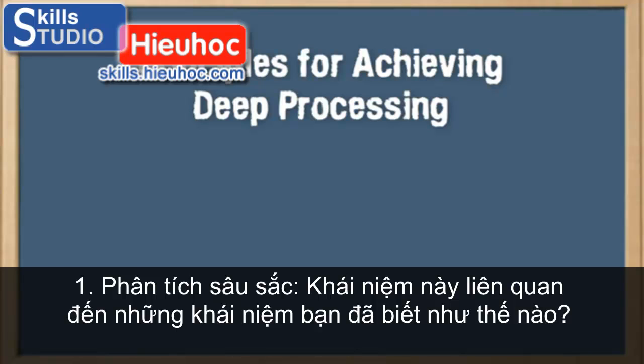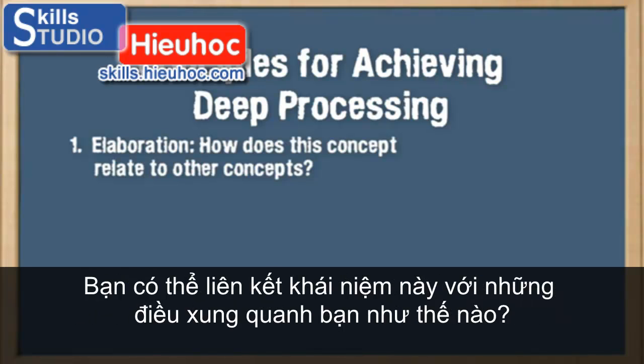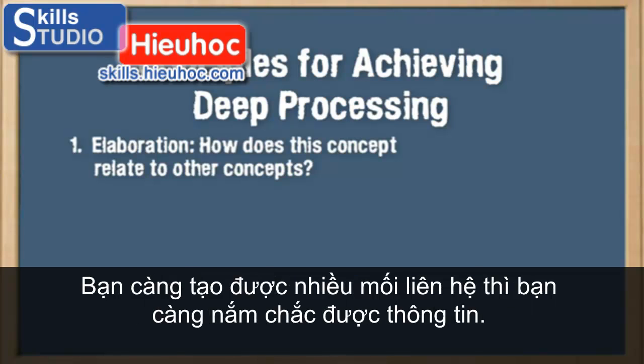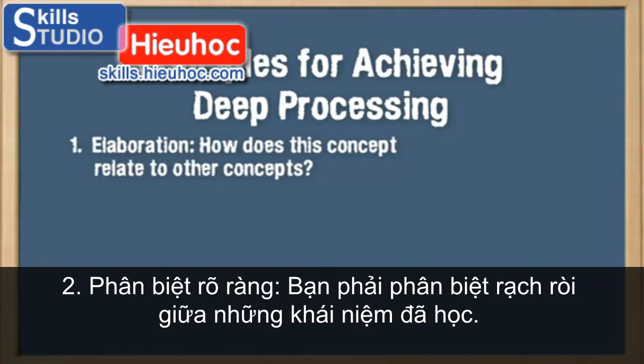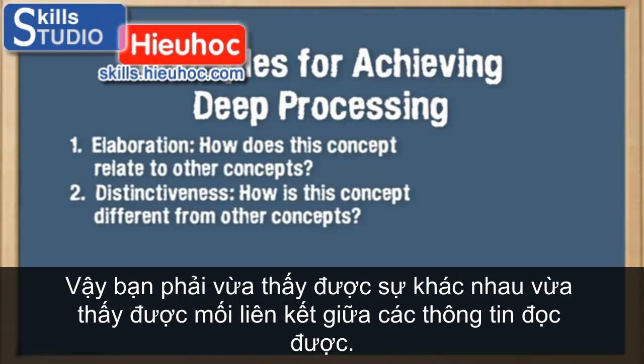First, elaboration means making meaningful associations between the concept you're studying and related concepts. The associations can be among concepts you're studying or with your prior knowledge. The more meaningful associations you can make, the better you'll learn. Next, distinctiveness means that you make a clear contrast between the concept you're studying and other concepts. You need to understand the key differences among related concepts.